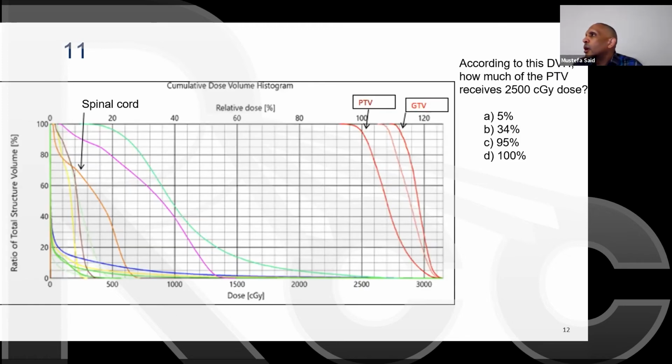All right, here you go. According to this DVH, how much of the PTV receives 2,500 centigray dose? Perfect. 77% answered the right answer: 95%. You have to look at it, the PTV right here, 2,500. When you look at it, you're right, 95. You're close. That's the close answer you have, and that's great.